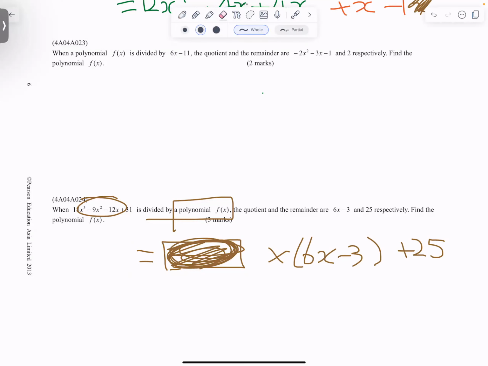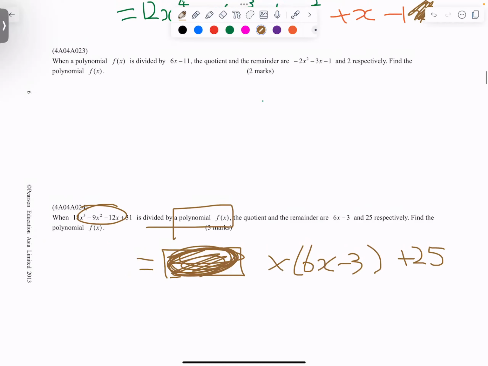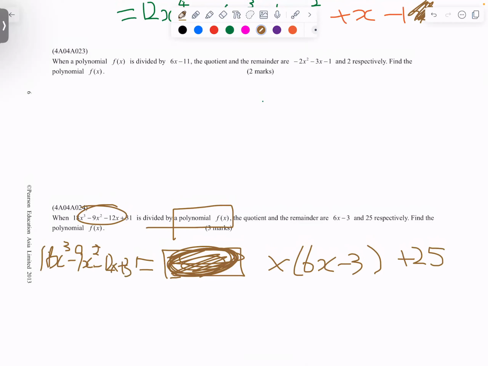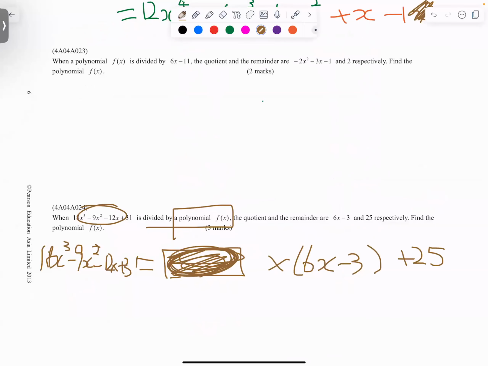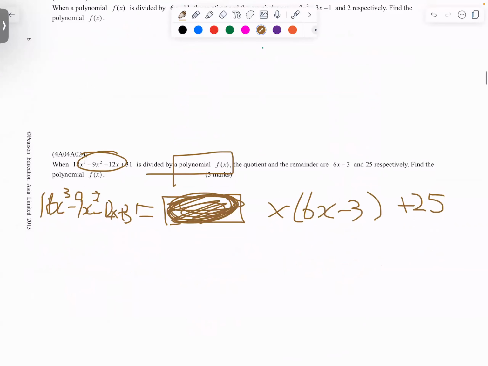We know that this whole thing is the dividend. Continue. So this time you're given that long dividend. You don't have your divisor, you have your quotient, you also have the remainder. So what can we do?